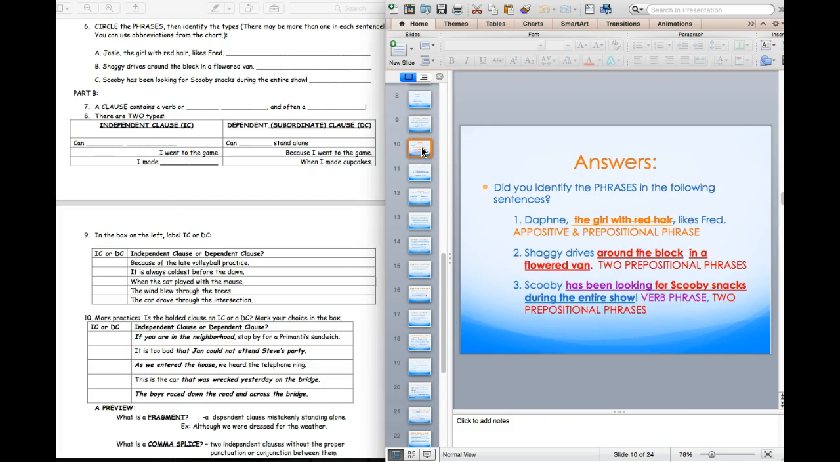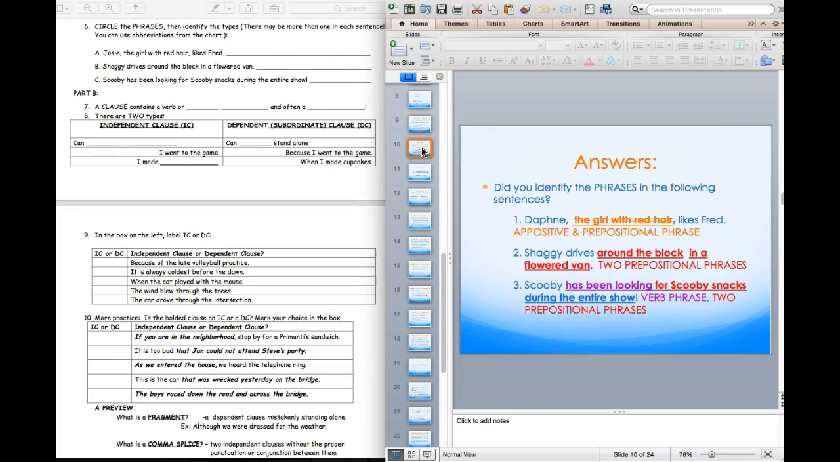Okay, so here we go. The girl with red hair is our whole appositive phrase. There's a prepositional phrase thrown in there as well. We have around the block and in a flowered van as our prepositional phrases. And we have a verb phrase in number 3. You'll see that in purple.